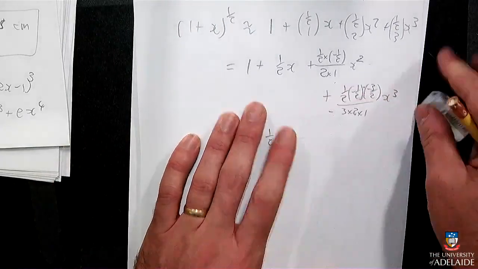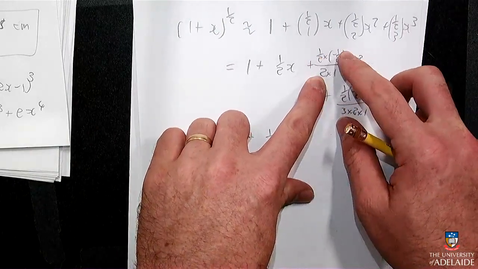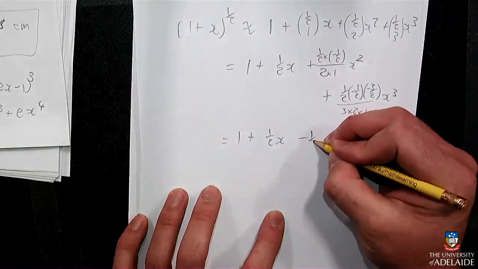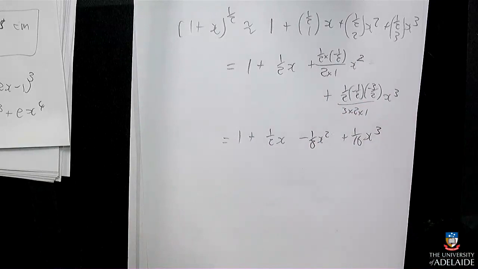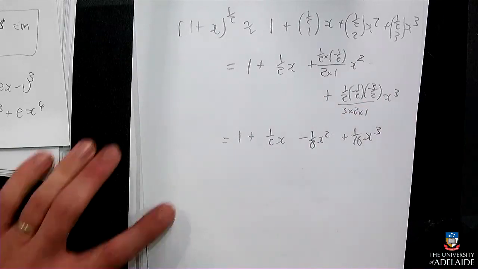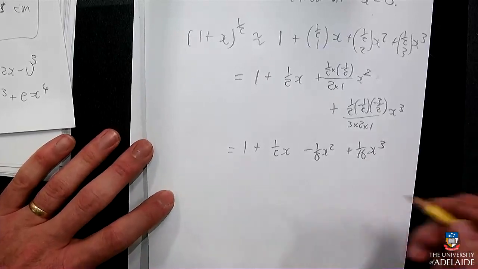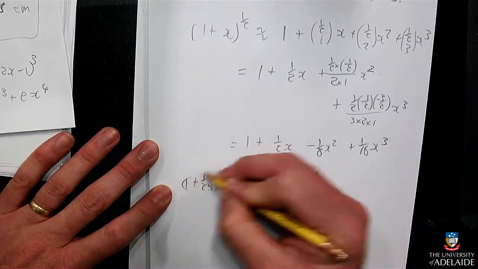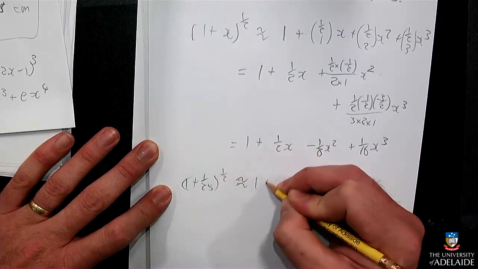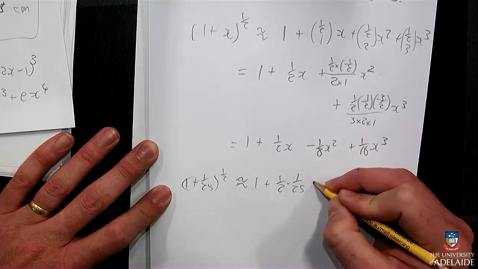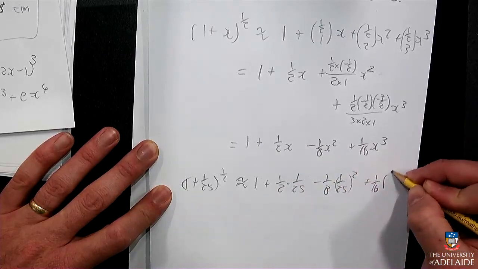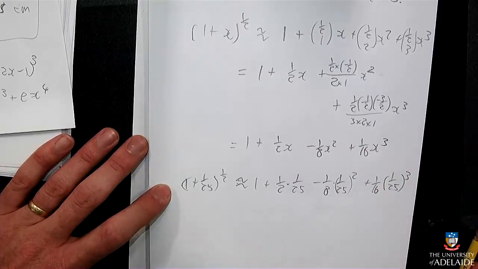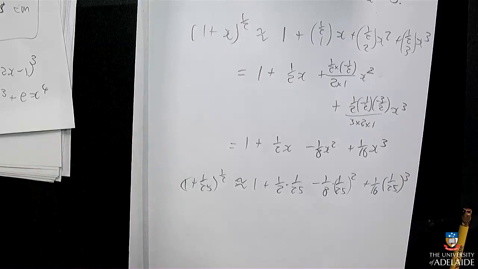Okay, so what have we got? Half times a half is a quarter, divided by 2 would be an eighth, and it's a minus. And we just figured out that this was a 16th. And so, yeah, it's probably overkill to go there anyway. And so 1 plus 1 over 25 to the half is approximately 1 plus a half of 1 over 25, minus an eighth of 1 over 25 squared, plus a 16th of 1 over 25 cubed. And so 5 times that is the actual answer we want.